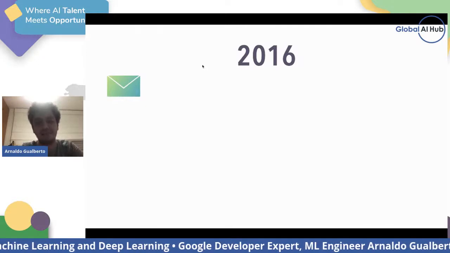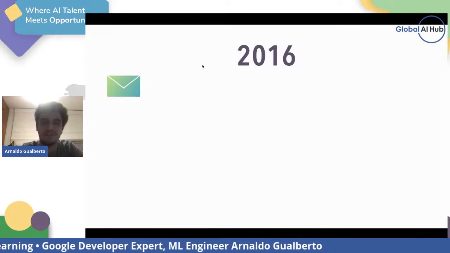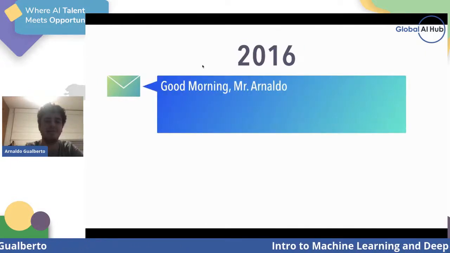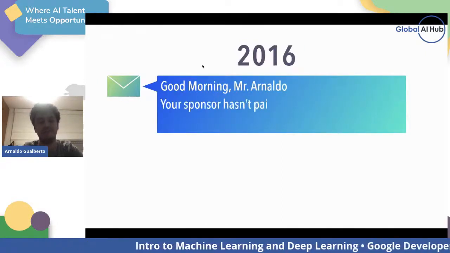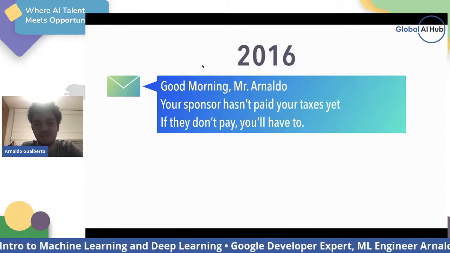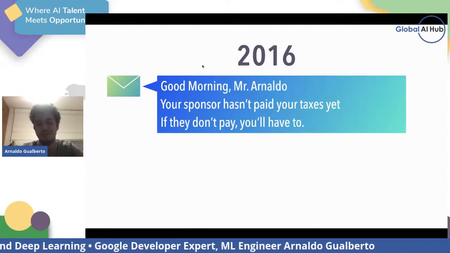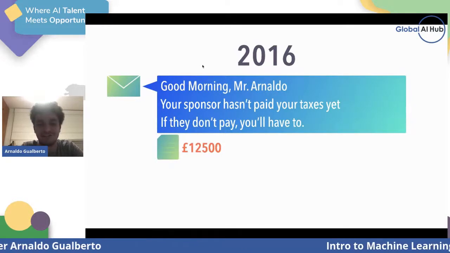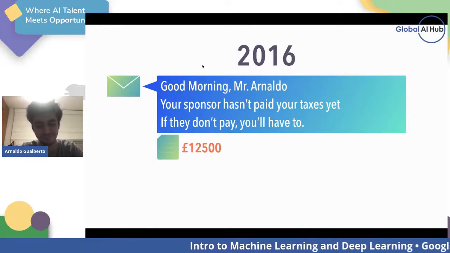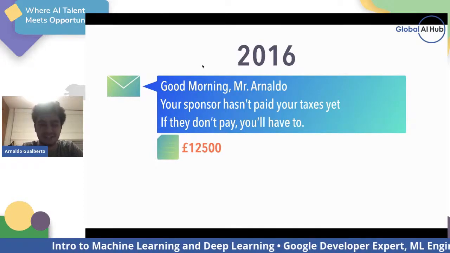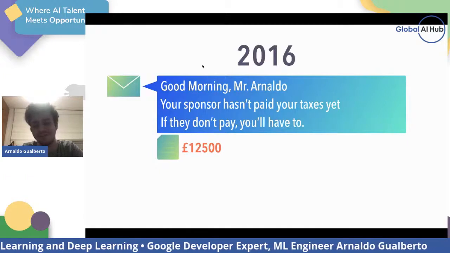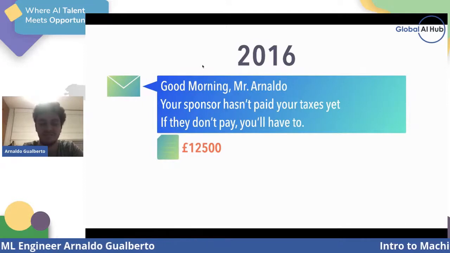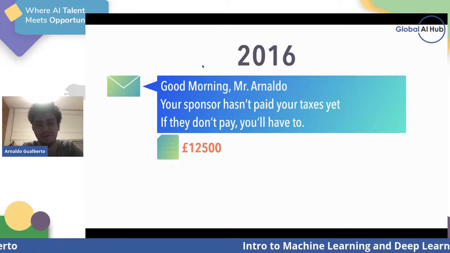But in January of 2016, to be precise, I received an email from the university where I was doing my PhD, basically saying the following: "Good morning, Mr. Arnaldo. Your sponsor hasn't paid your taxes yet. If they don't pay, you have to." They had attached 2,500 in taxes in that email. I didn't have that money in my pocket, I didn't have that money in my savings account, I didn't have that money anywhere. So I could not afford it.